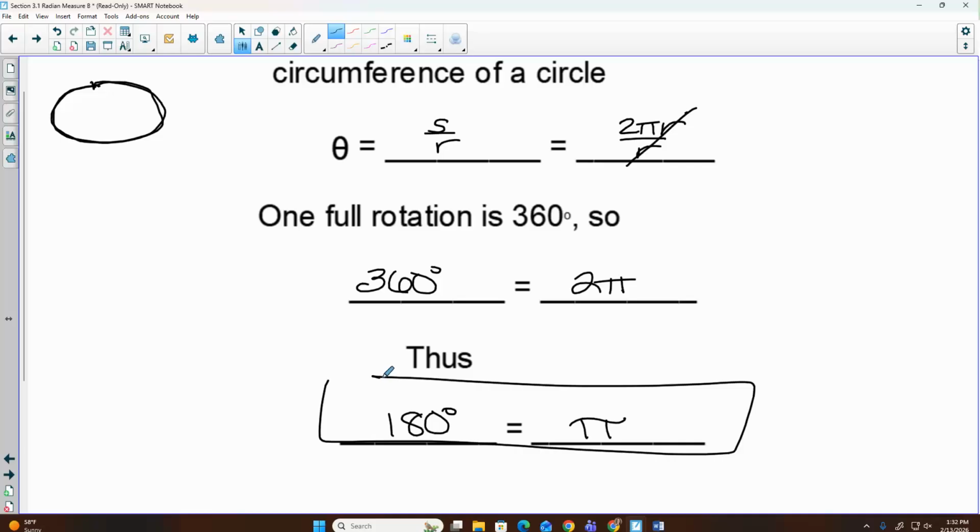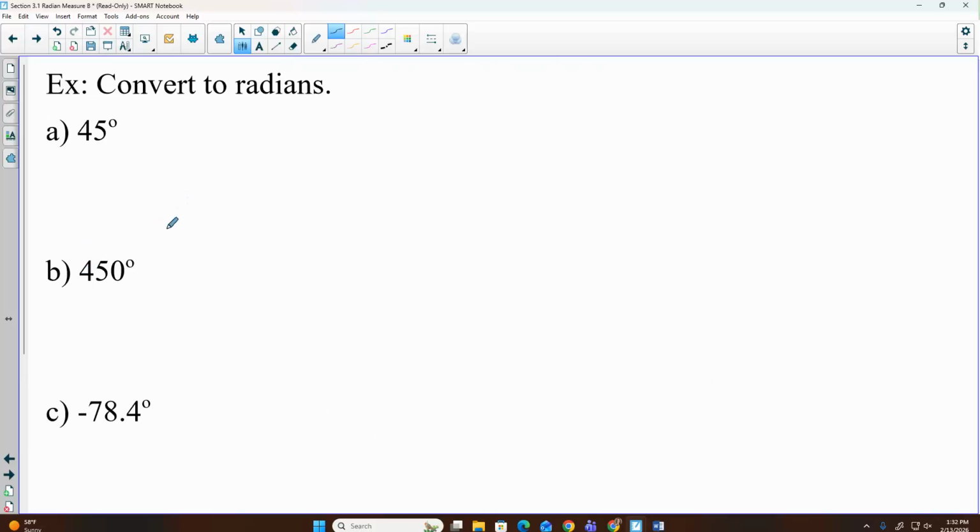All right. So now we can start doing some conversions. If I ask you to change 45 degrees into radians, we've done conversions before, right?